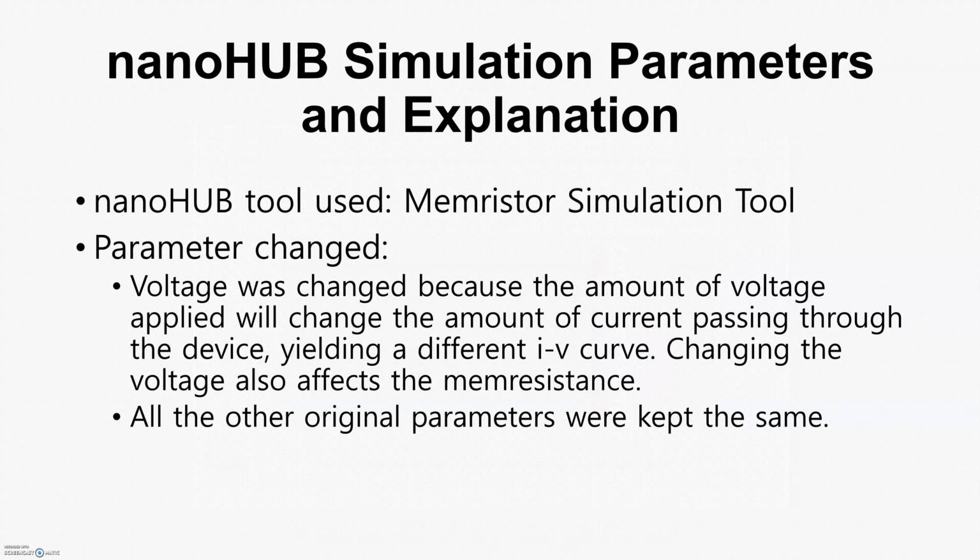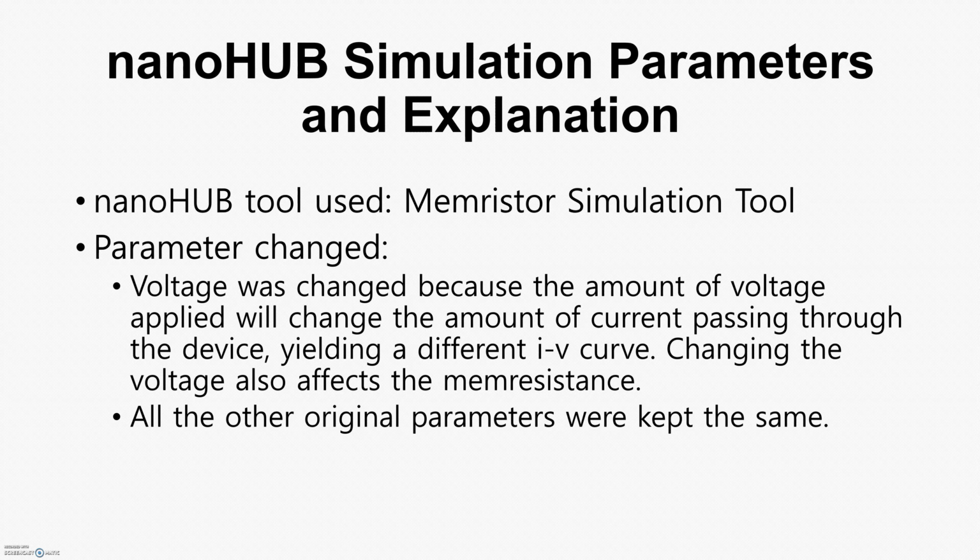So I used NanoHub to simulate a memristor. The tool I used was the Memristor simulation tool, and I only changed one parameter. I changed the voltage. I changed the voltage because whenever you increase the amount of voltage applied through the memristor, it will change the amount of current passing through the device, which will yield a different IV curve each time, which we'll see in the simulation results. And with the changing voltage, we'll also see its effects on the memristance.